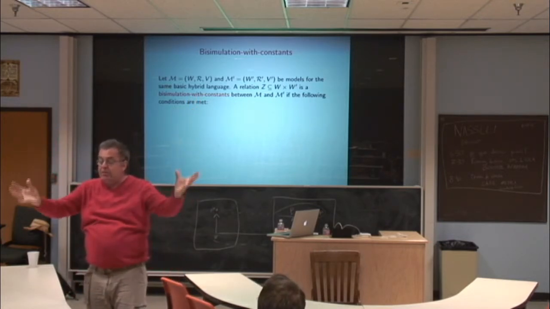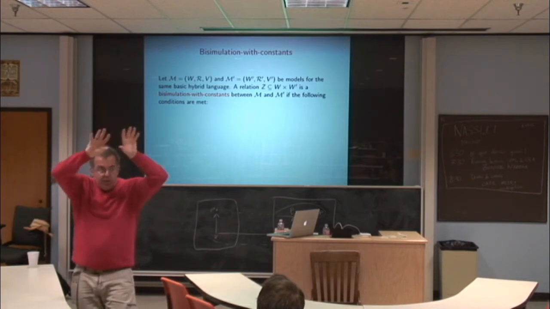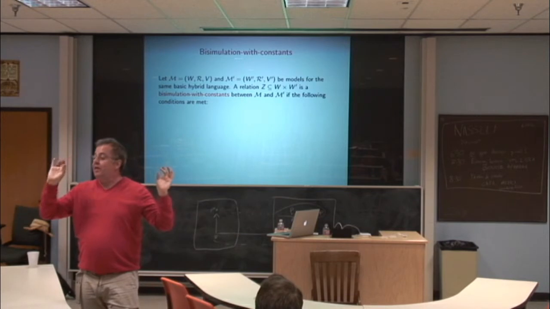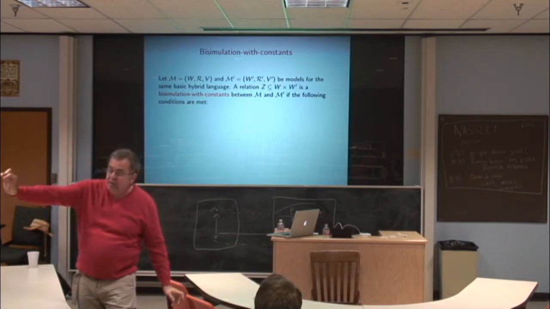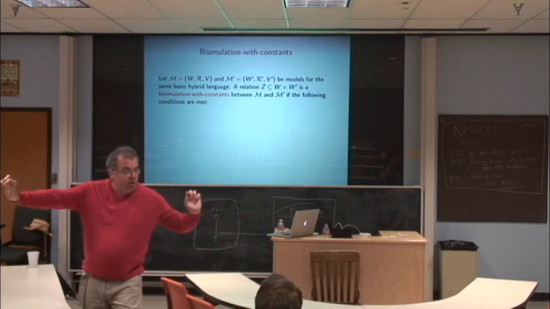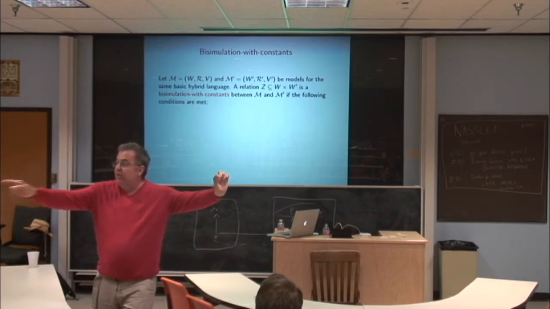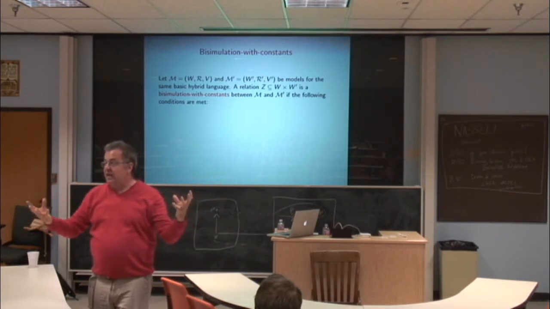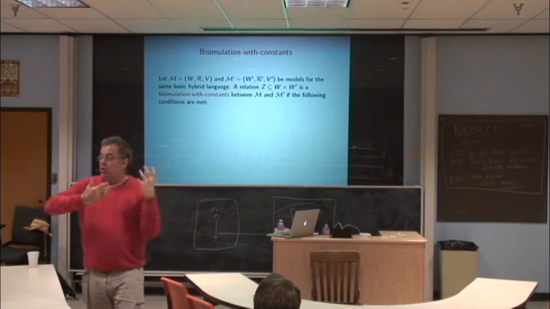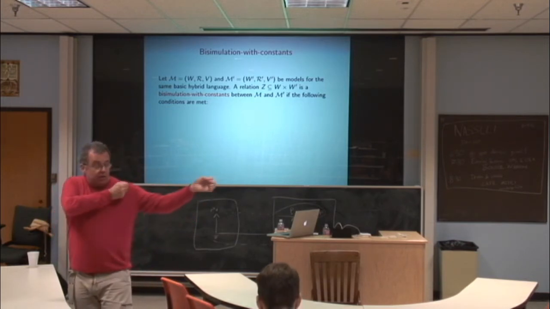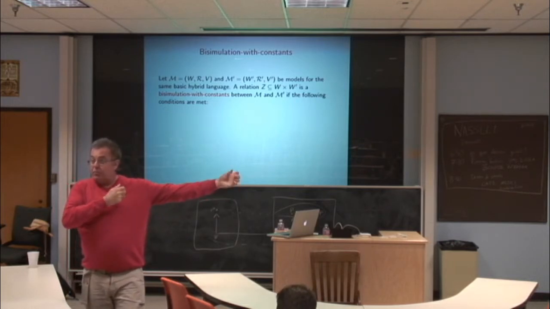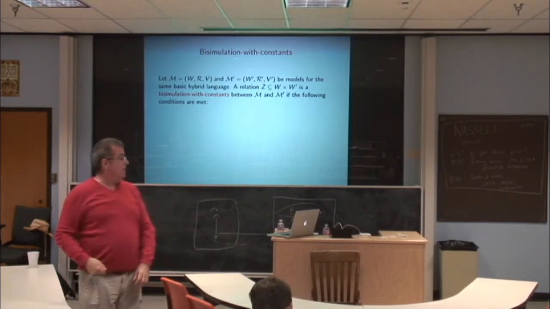A bisimulation with constants is simply the idea that we can have the same notion of bisimulation, matching atomic information, matching transitions, and one other thing: that if a node is named, say, Bill in one model, and a node is named Bill in the other, they have to be bisimilar. So basically, we extend our notion of bisimulation so that it correctly respects the fact that nodes of the two bisimilar models that bear the same name are in fact bisimilar. That's what we do. Okay.